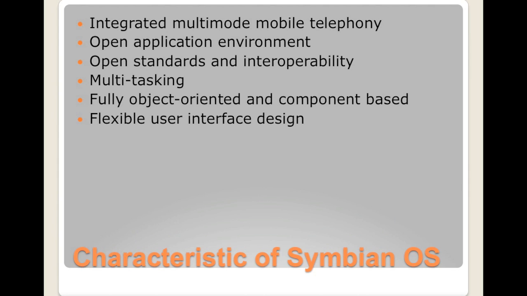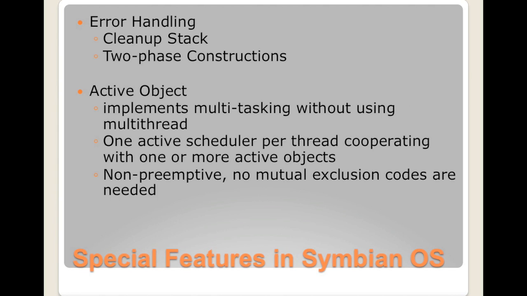The characteristics of Symbian OS are integrated multi-mode mobile telephony, open application environment, open standards and interoperability, multitasking, fully object-oriented and component-based, and flexible user interface design. The special features are error handling, which has cleanup stack and two-phase construction, and the active object, which implements multitasking without using multi-thread. There is one active scheduler per thread cooperating with one or more active objects. No preemption and no mutual exclusion codes are needed.